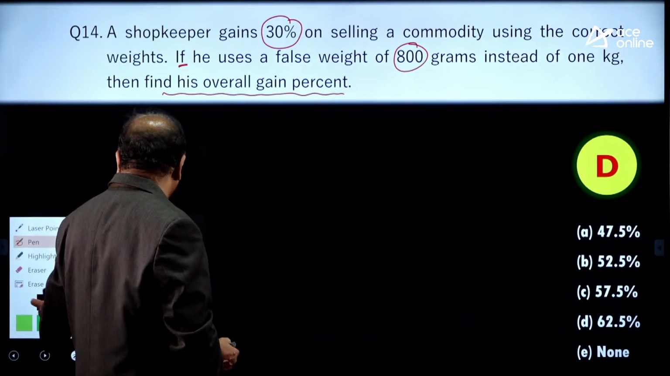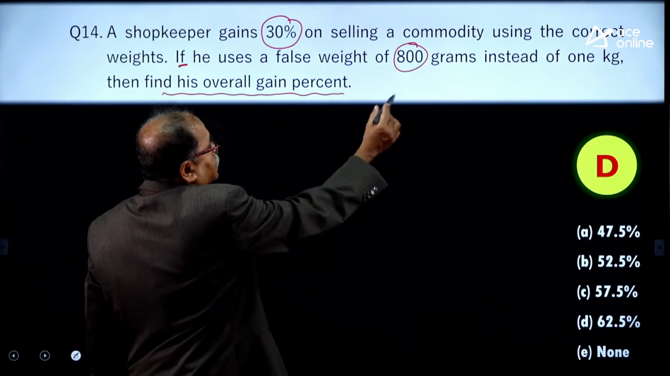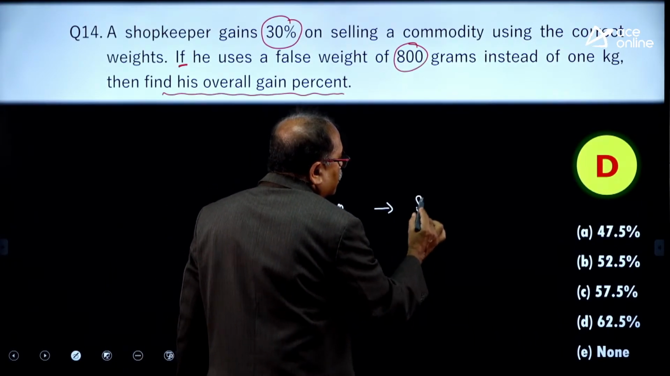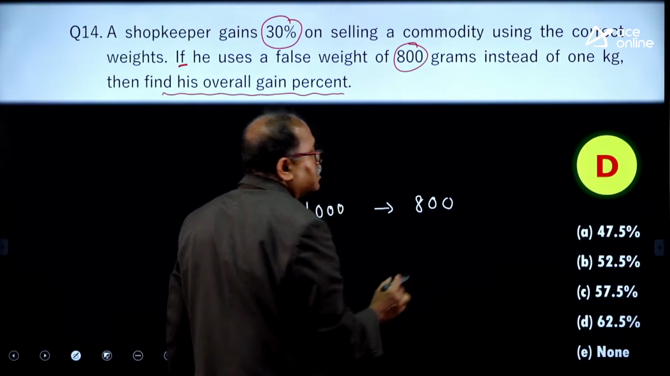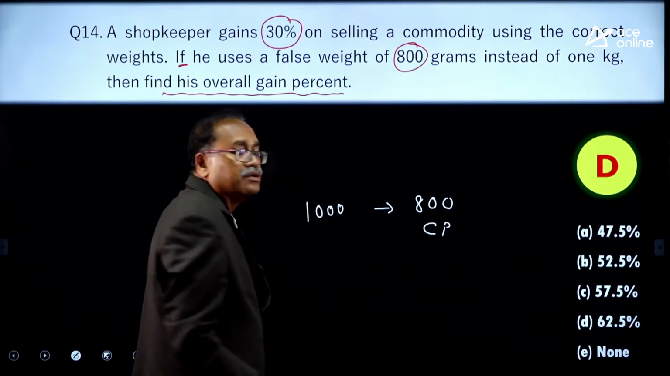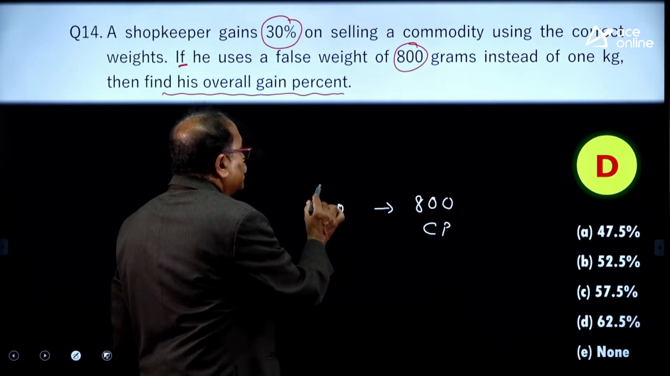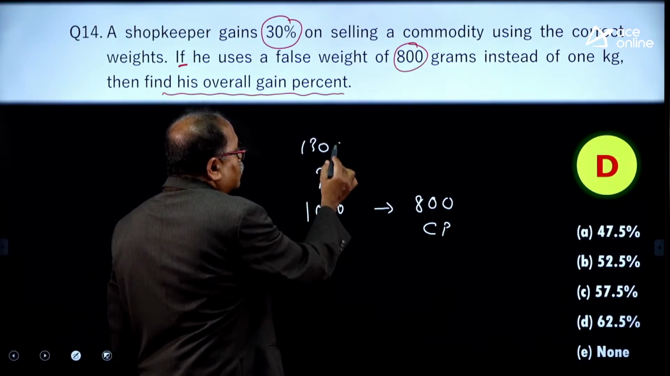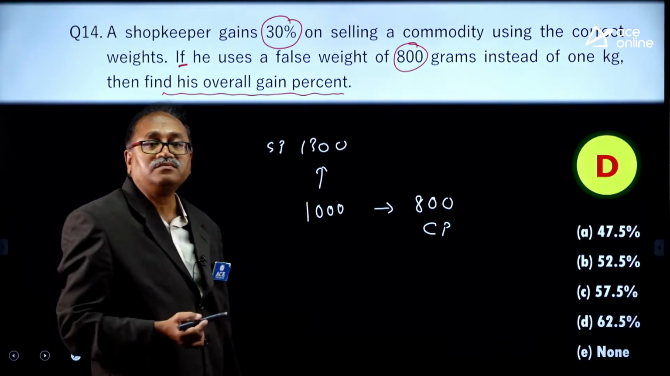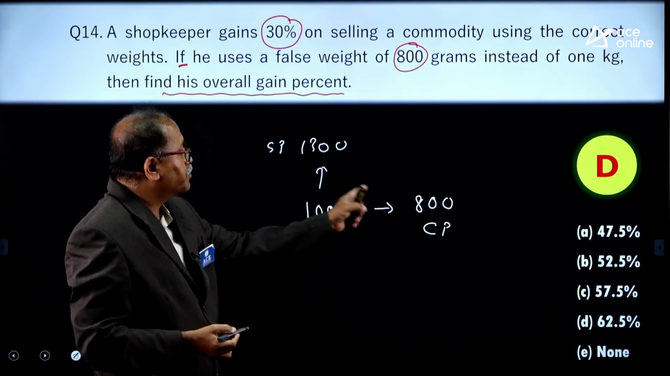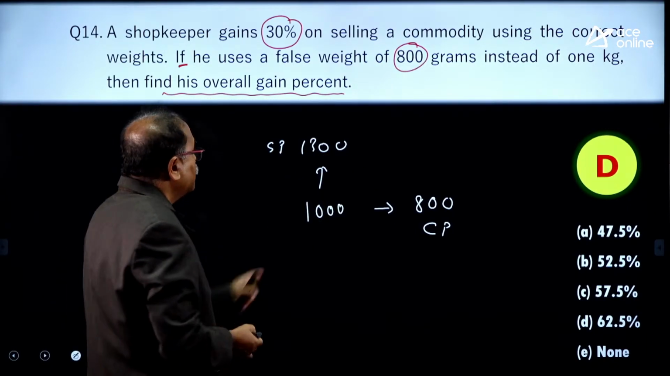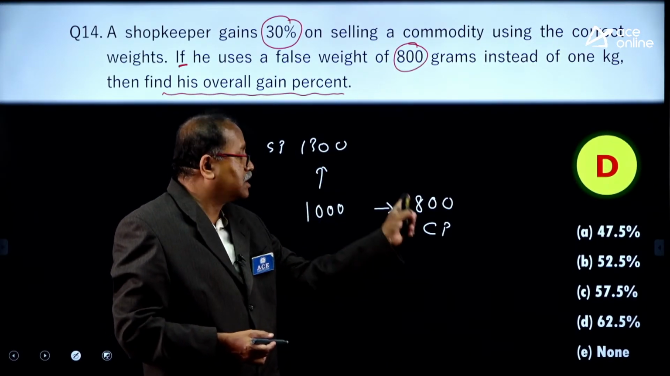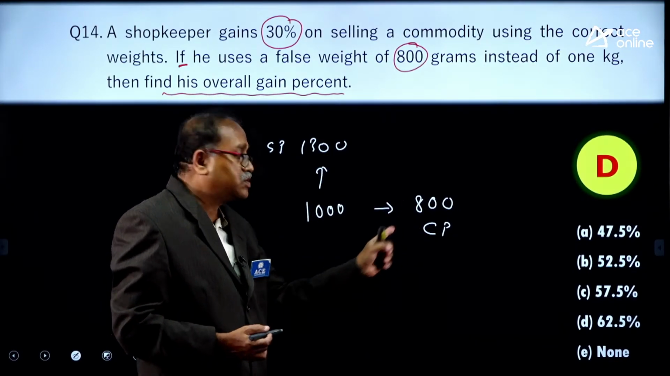As I explained in the previous case, for every kg, that is 1000 grams, if he sells it by giving only 800 grams, in that case this is the CP. And he is selling at a profit of 30%, that means 1300 is your selling price. So, there is a profit. How much profit is that? There is a 500 profit over 800. Is it not? 1300 is the selling price, cost price is 800, that is 500 profit.